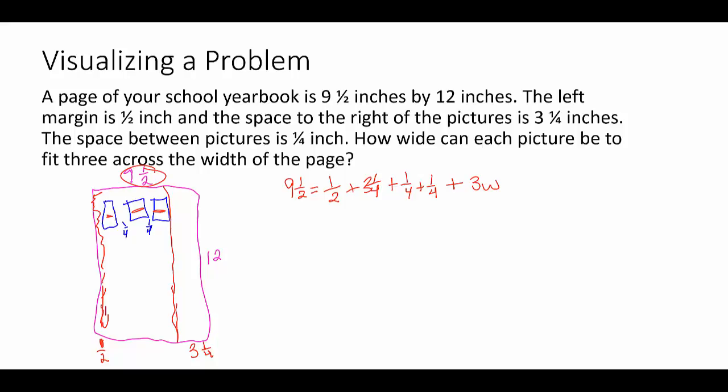To solve this, we would add together all these numbers, and that can be tricky because, hey, they're fractions. But if we do the 1/2 and the 2 1/4 together, that's 1. And then 1 plus 3 1/4 is 4 1/4. So that's a pretty good start. 9.5 equals 4 1/4 plus 3W. Then this is a normal equation to solve. We would subtract both sides by 4 1/4.